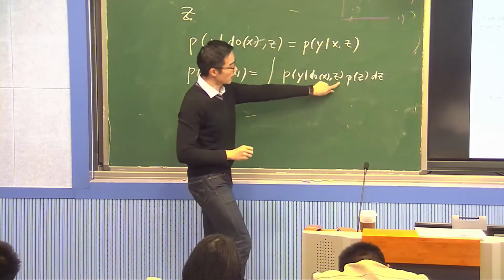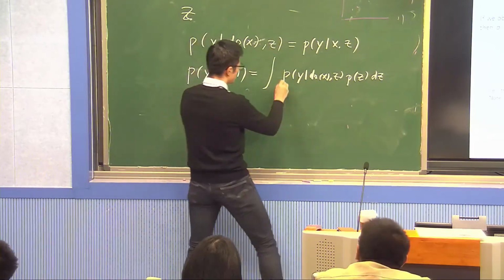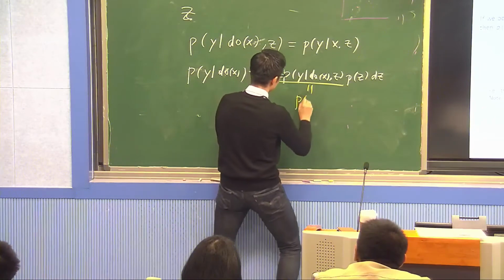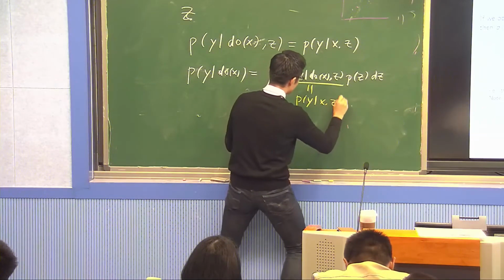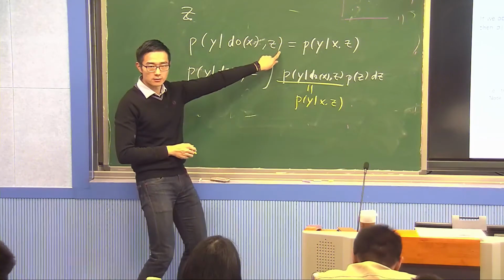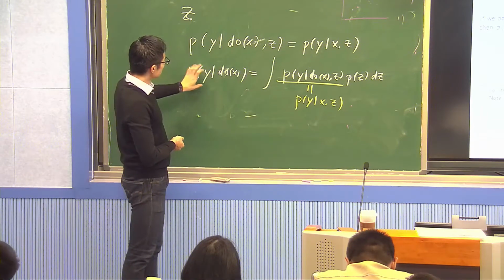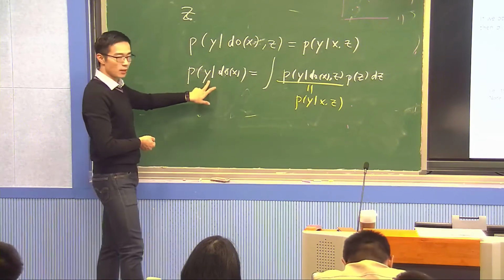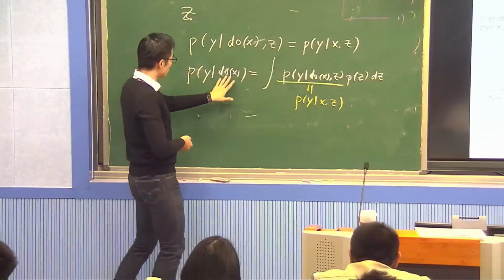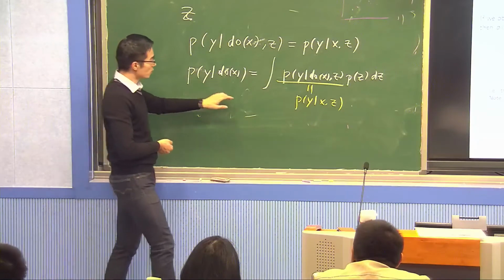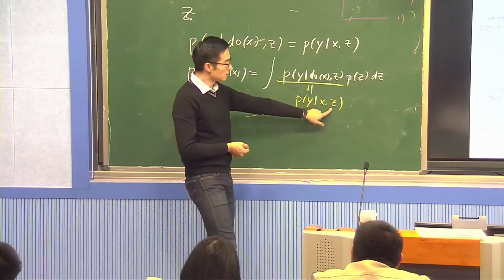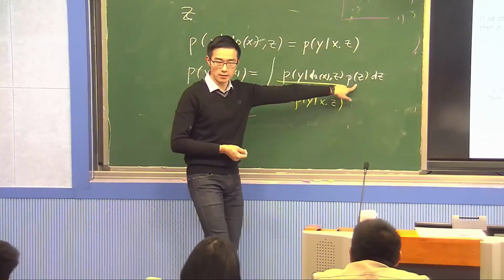What is P(y | do(x), z)? P(y | do(x), z) is equal to P(y | x, z), right? Because according to the first one. Okay? Get it? So in other words, the overall causal effect of x on y, not conditional, the overall causal effect of x on y is equal to P(y | x, z) integrated with respect to z.